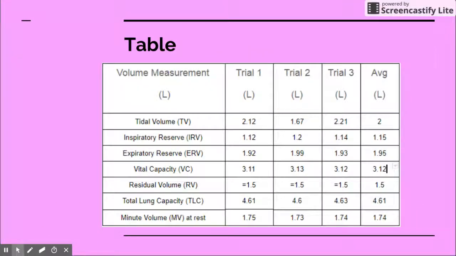This is the table filled with all of our results, with all 3 trials along with the averages of each trial.